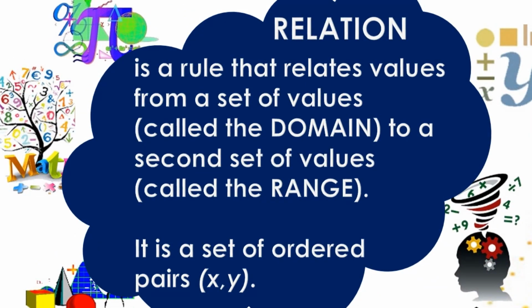Let us start with relation. A relation is a rule that relates values from a set of values called the domain to a second set of values called the range. The elements of the domain can be imagined as input to a machine that applies a rule to these inputs to generate one or more outputs. It is a set of ordered pairs (x, y).